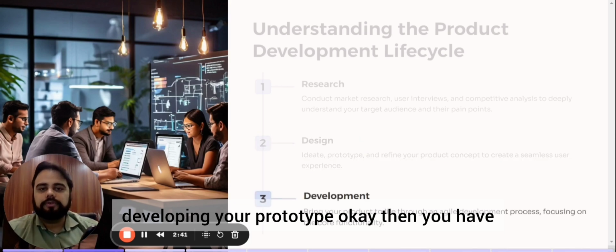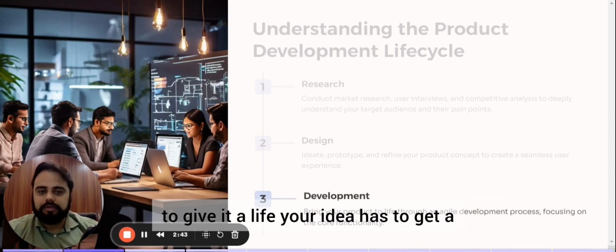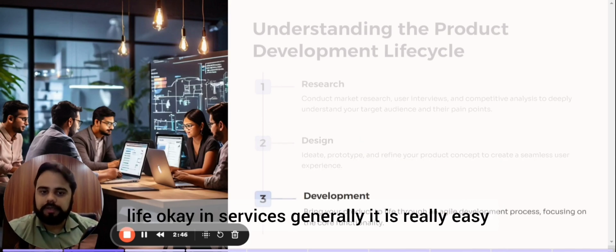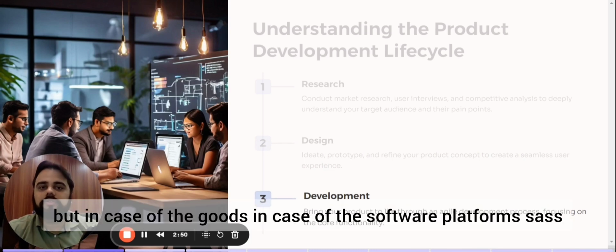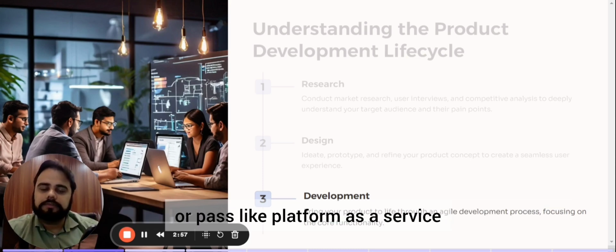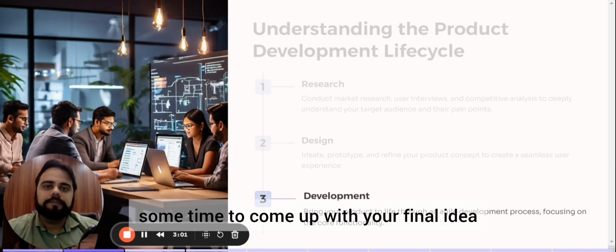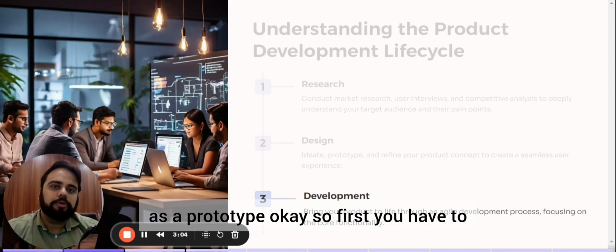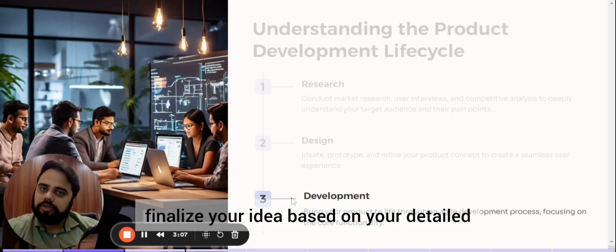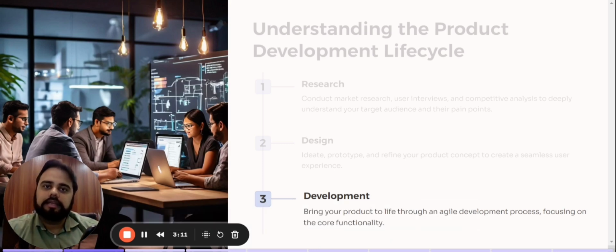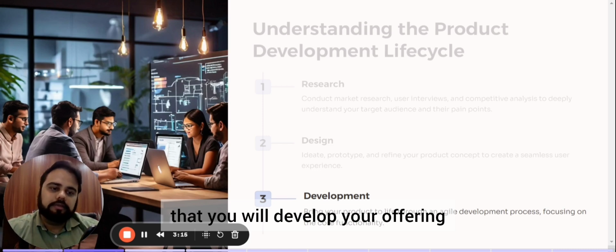Then you have to give it a life. Your idea has to get a life. In services it is generally really easy, but in the case of goods or software platforms, SaaS or PaaS, platform as a service or software as a service, it generally takes some time to come up with your final idea as a prototype. So first you have to finalize your idea based on your detailed research, user feedback, and interviews, and after that you will develop your offering.